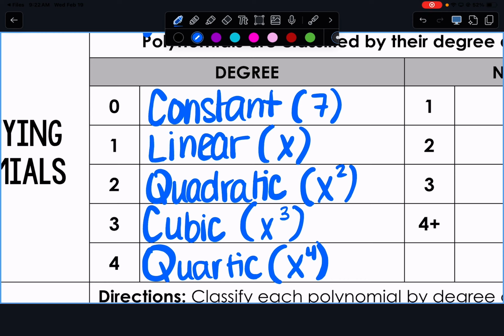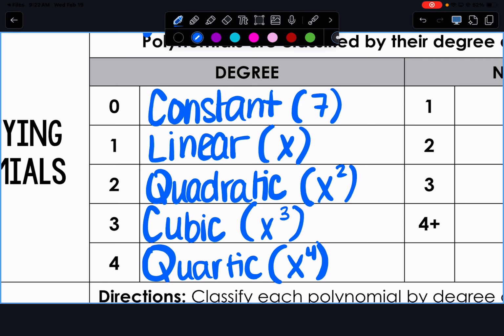The thing about polynomials and why the degree matters is because the degree is going to determine what the ends of the polynomial are doing, like which direction they go. So if you have a linear function, it's like a straight line, right? It looks like this. But if you have quadratic, it makes a U.